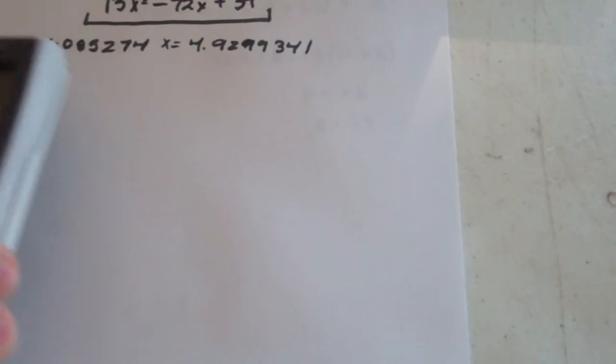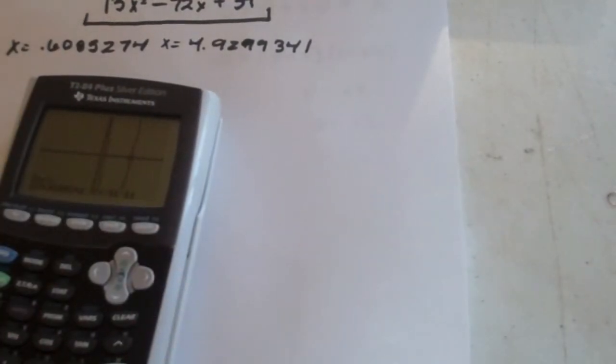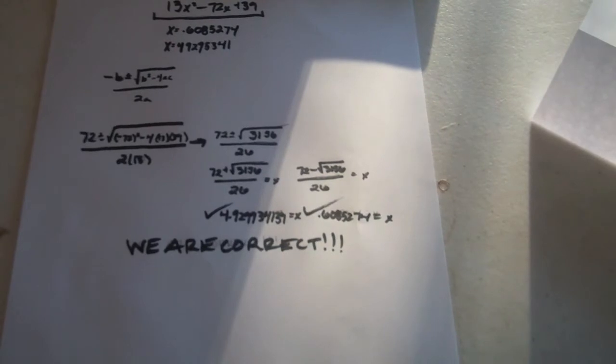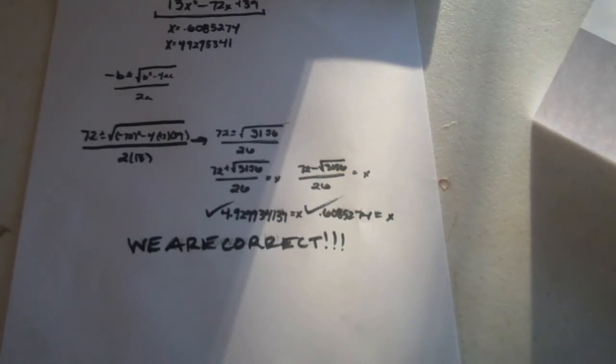All right, so these are for sure our x-intercepts because the calculator gave it to us. So long as we put it in correctly, they will be correct. But let's go back and check with the quadratic formula. So we're back with this function, 13x squared minus 72x plus 39 equals 0. And through the graph, we found that one of the zeros is 0.6085274, and the other is 4.9299341. Just to prove that this graph is right, we're going to use the quadratic formula, which was used by many mathematicians long ago before calculators even existed to find zeros of a function this nasty.